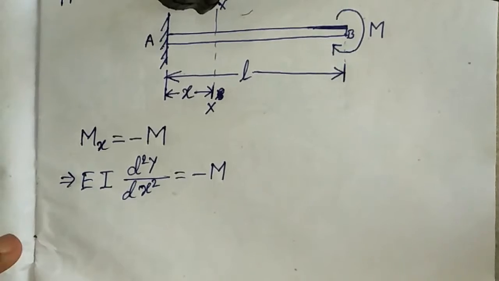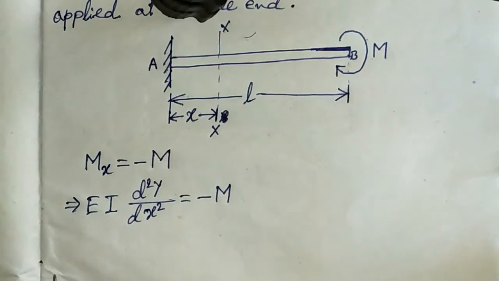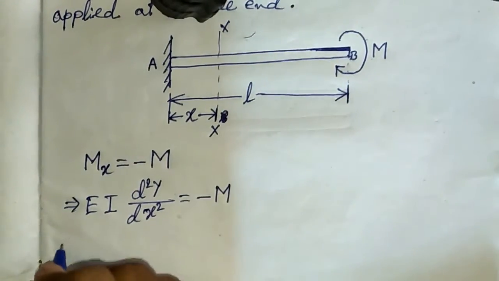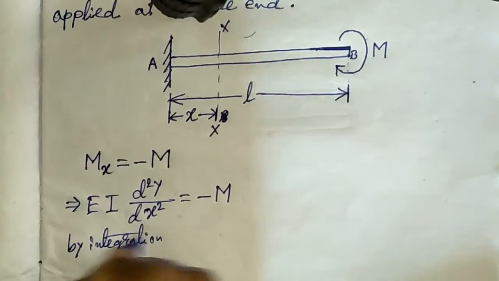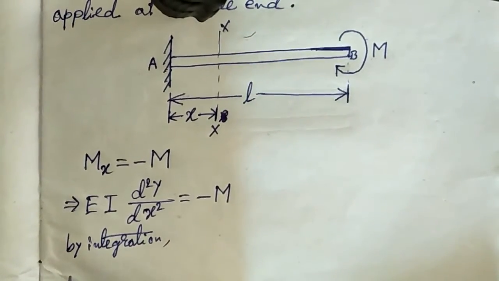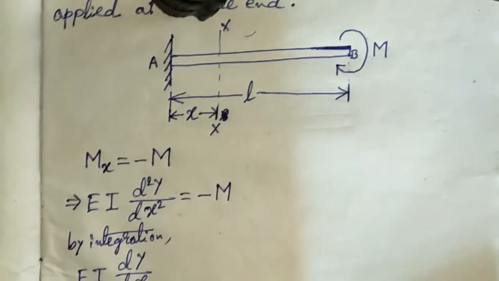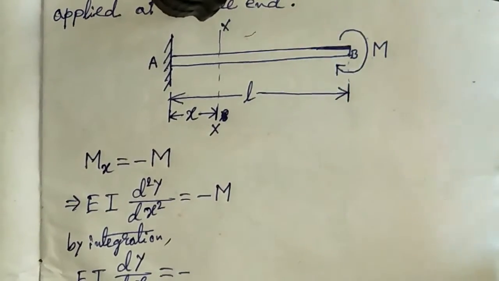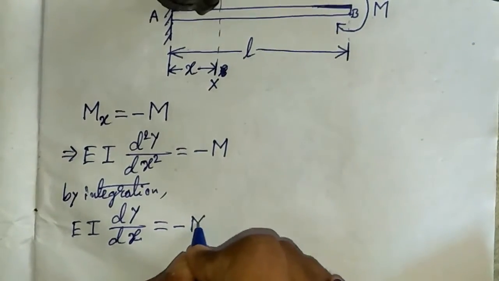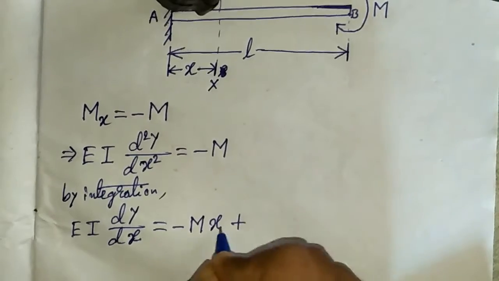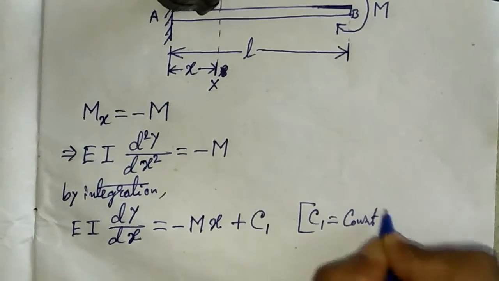Okay, EI d2y/dx2 equals minus M. So by integrating for slope, by integration we get EI dy/dx equals minus M x plus C1, where this C1 is the integrating constant, or nothing but a constant.